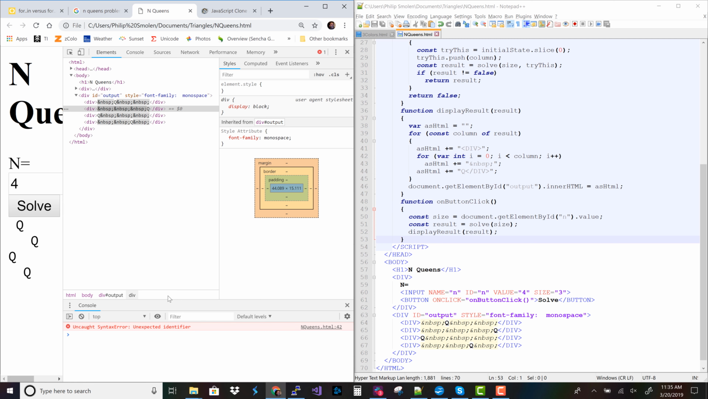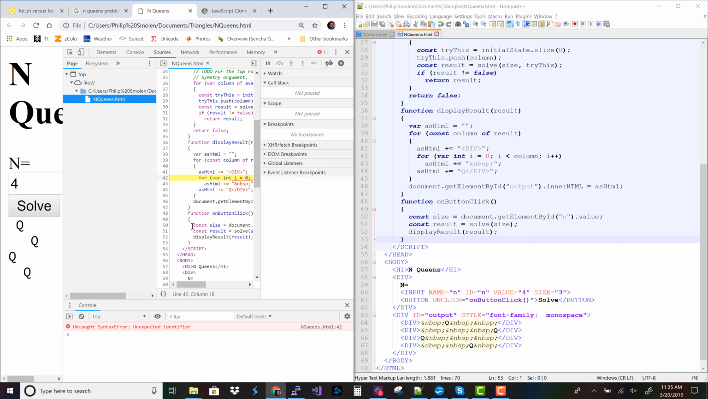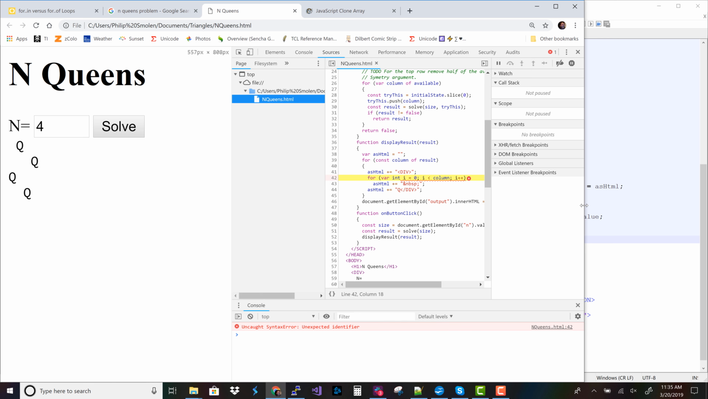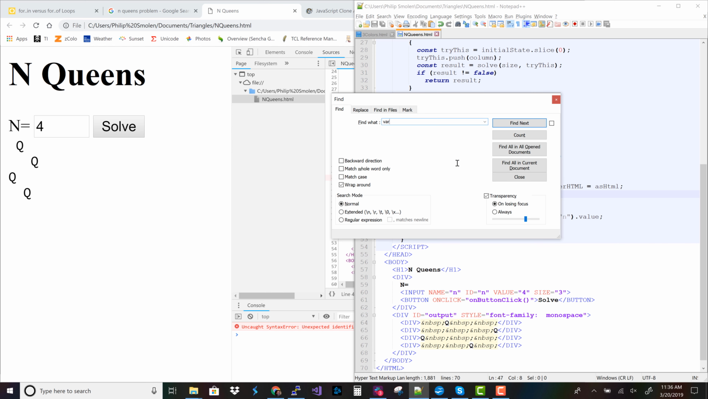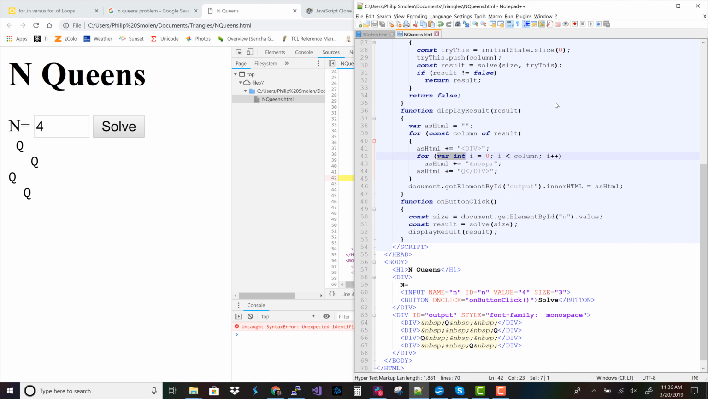Okay, unexpected identifier. Click on that. I was trying to show both of these at the same time. That's a little hard. Oh, var int i in, in C++, I would have said int. In this language, I say var. In JavaScript, I certainly don't need both of those. So, save. Refresh.